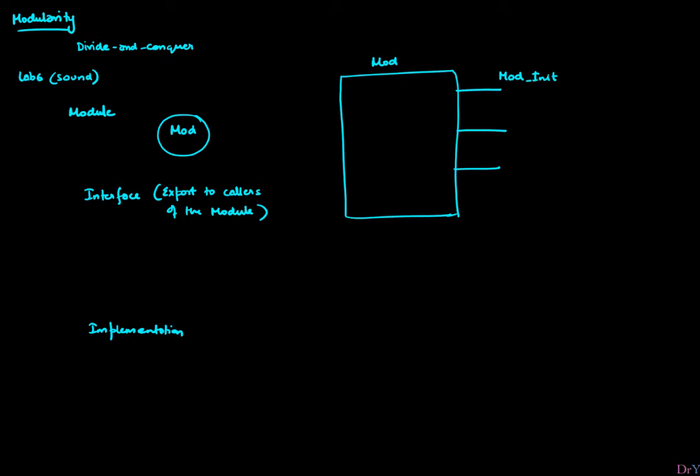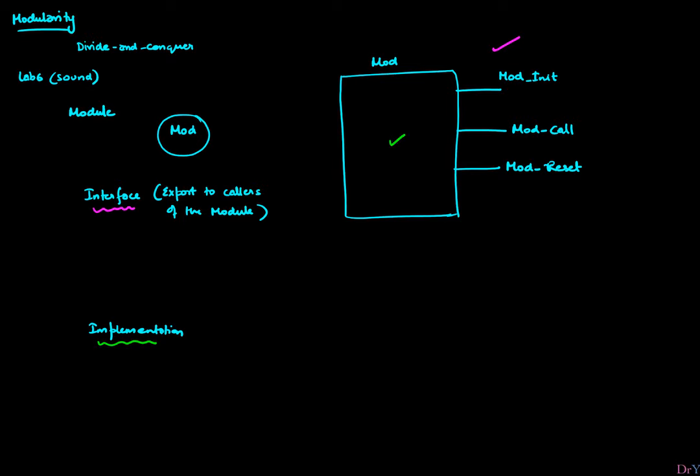This is a function that the module exports, which means that anybody who wants to use this module will call this function, maybe to initialize the module. Maybe there is a module function called call. Maybe there's a module function called reset. These are all functions that are available to the outside world. So when we write our interface, it is mainly focused on what is being exported, whereas the implementation is all about the internals of our module.